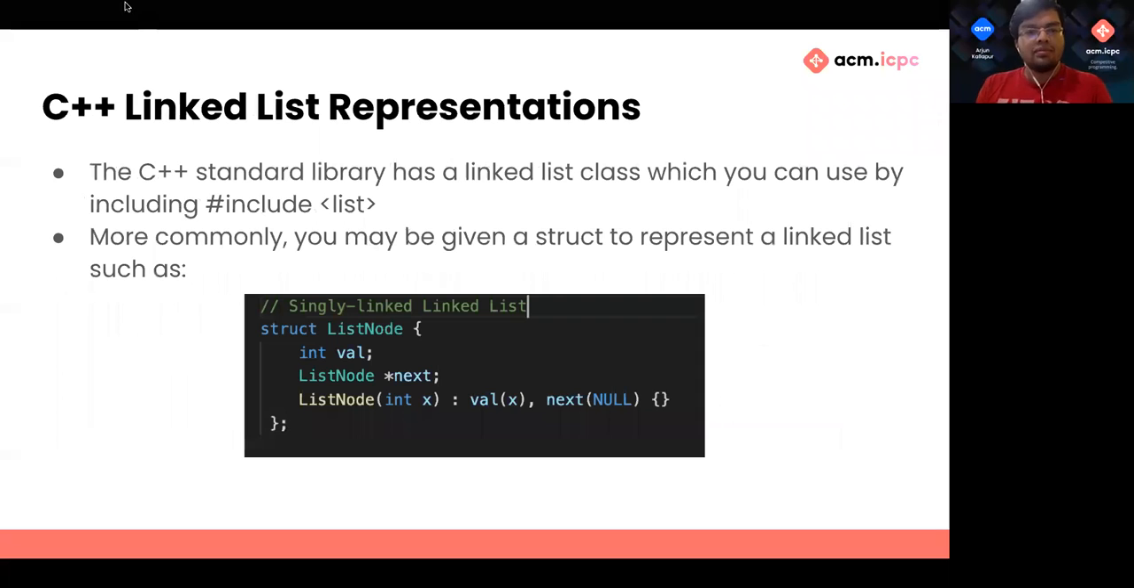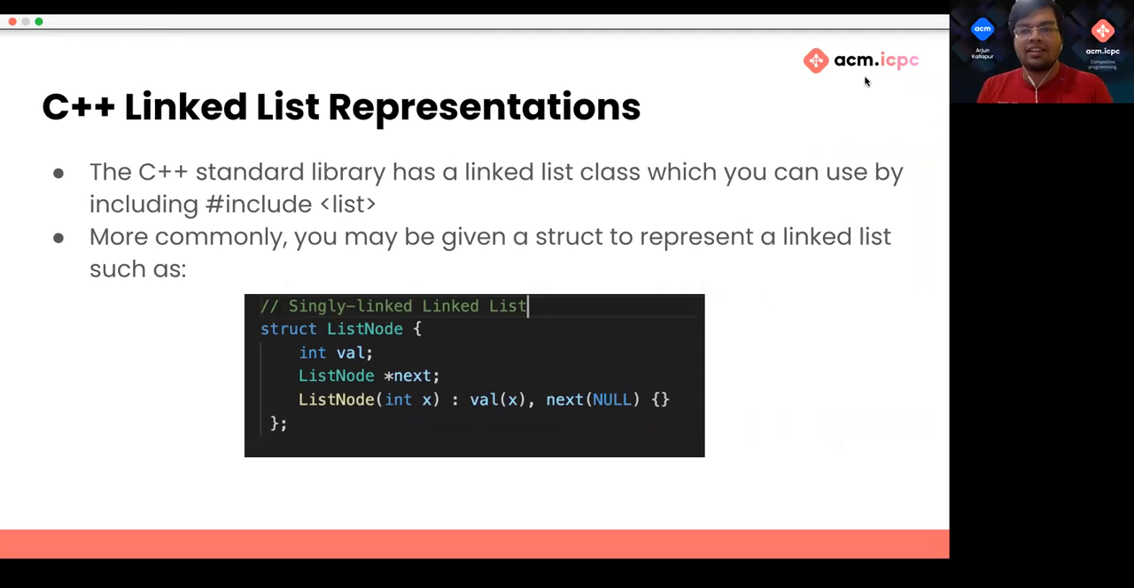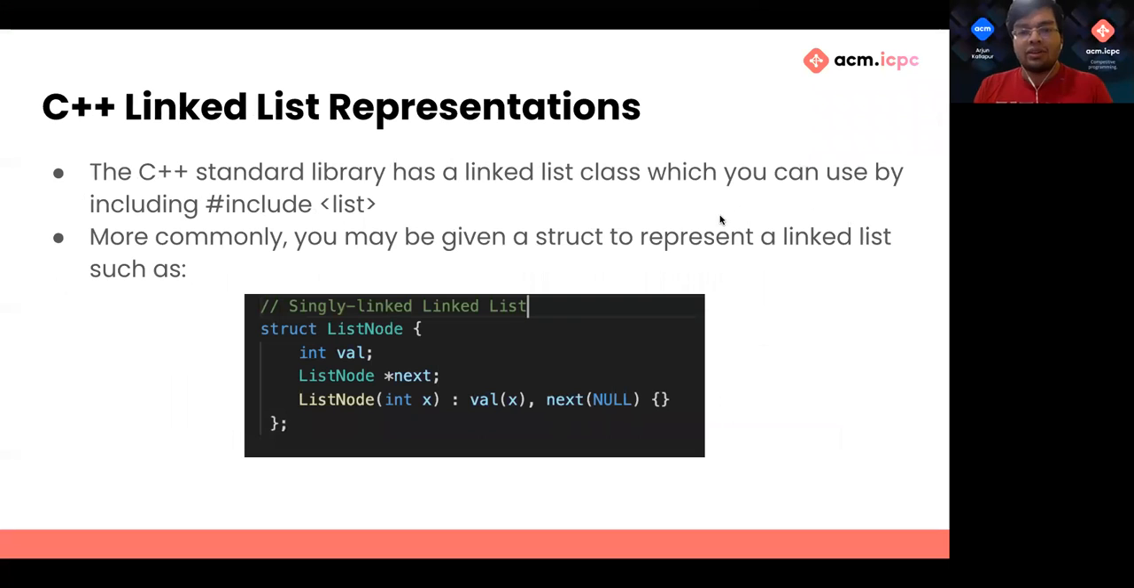Okay. So linked list representations: the C++ standard library has a class which you can use by including list. But again, in interviews, I haven't really used that too much. I've usually been given a struct definition that looks something like this. This is a list that stores integers. Each node has an integer called val and a pointer called next. And there's also this function that you can use to create new nodes that assigns a node the value that you pass in, and the next pointer is just null. Okay, singly linked list. There we go.